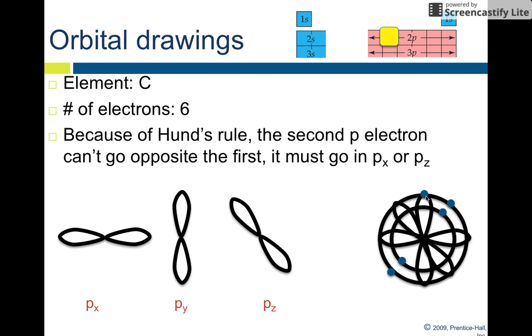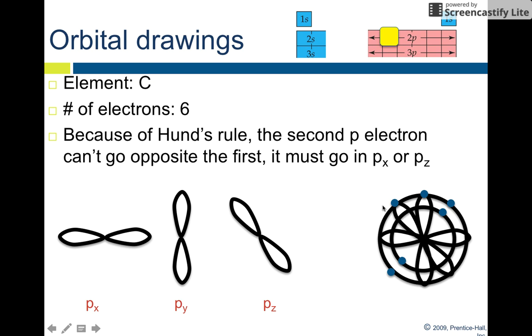Hund's rule tells me that the second p electron can't go down here because it would be sharing the py orbital with this electron that's already there. So it has to go either in px or pz. Doesn't matter which one. It doesn't matter which side of those. I typically opt to start at one position and go either clockwise or counterclockwise. So there's my carbon picture.